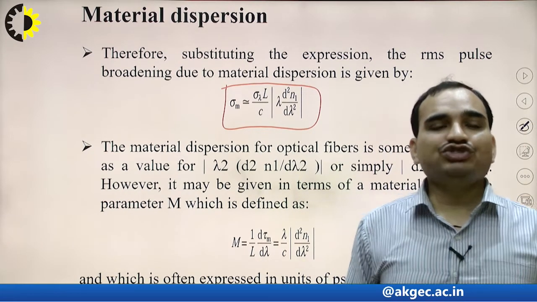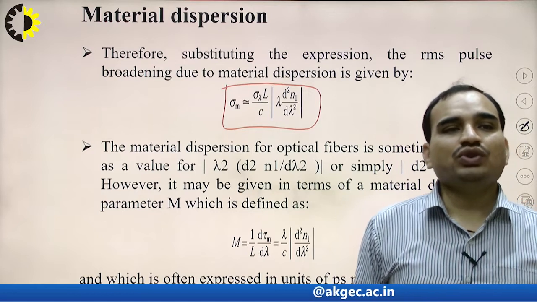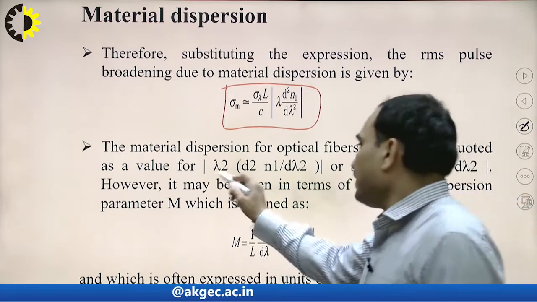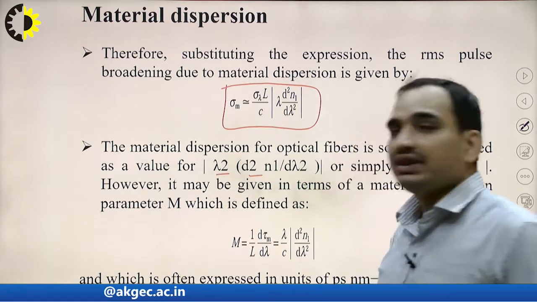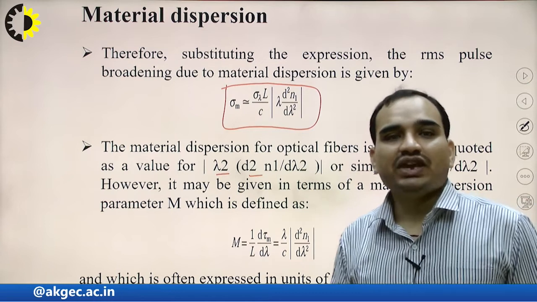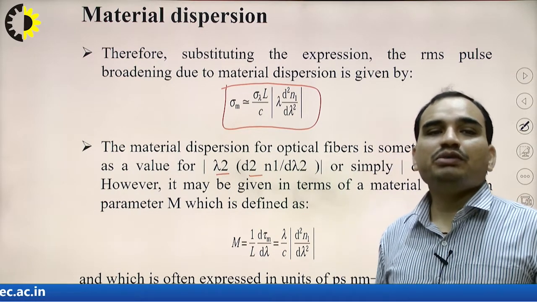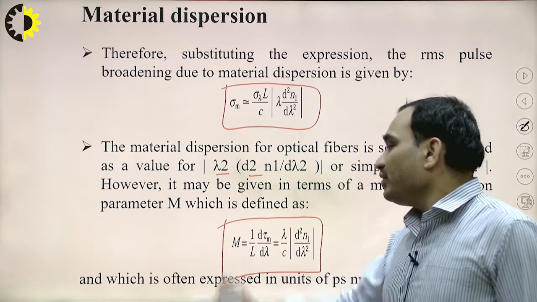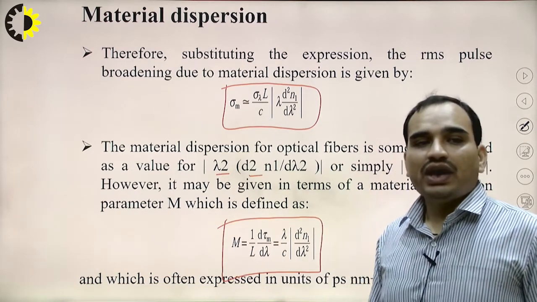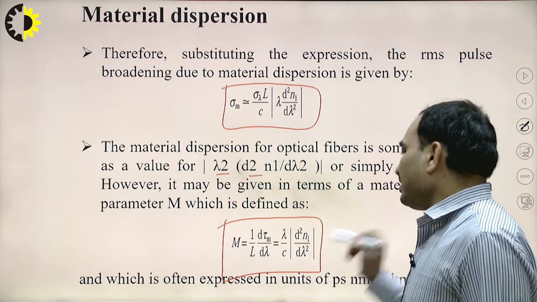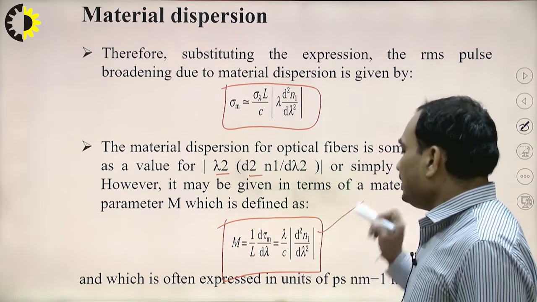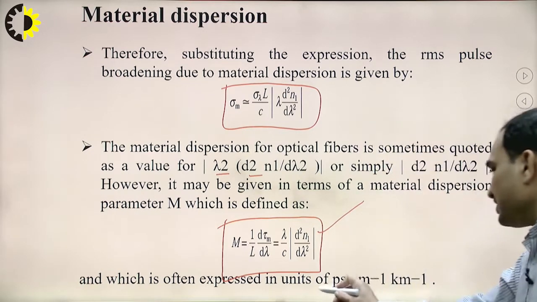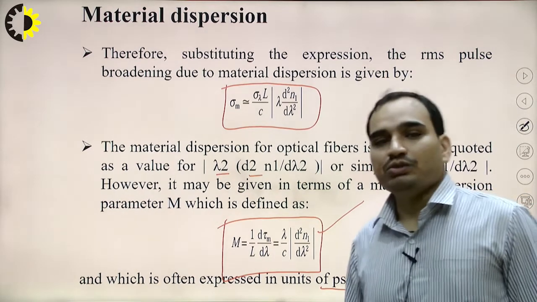The material dispersion for the optical fiber is sometimes quoted as the value for d²n₁/dλ², or simply d²n₁/dλ². However, it may be given in terms of the material dispersion parameter M, which is given by M = (1/L)(dτ_m/dλ), that is nothing but (λ/c)(d²n₁/dλ²), and the unit is picoseconds per nanometer per kilometer.